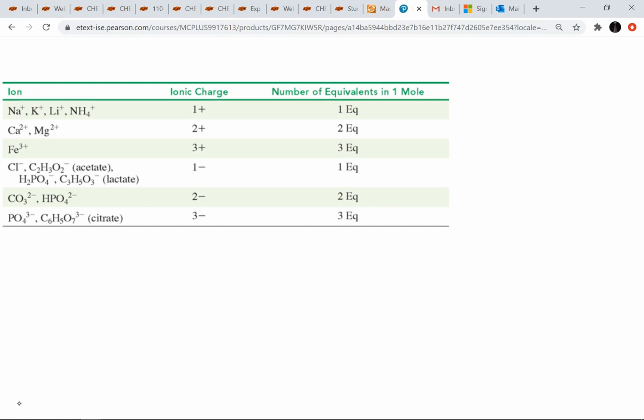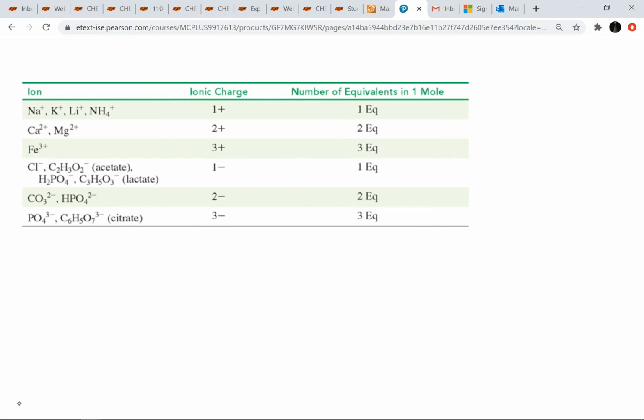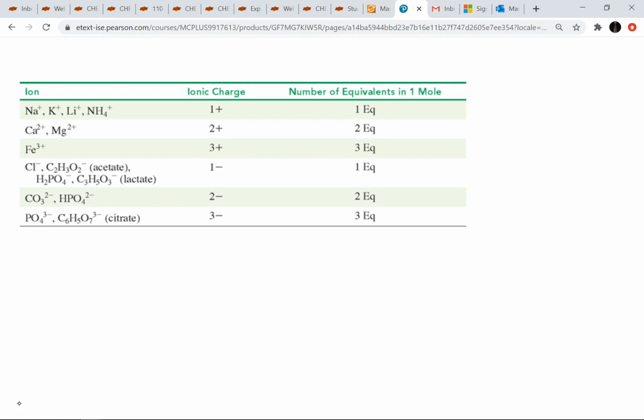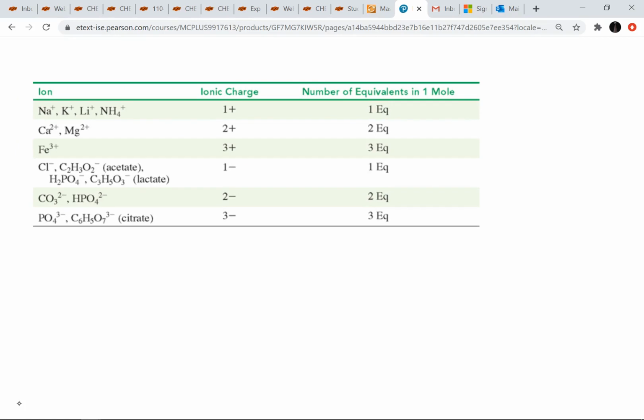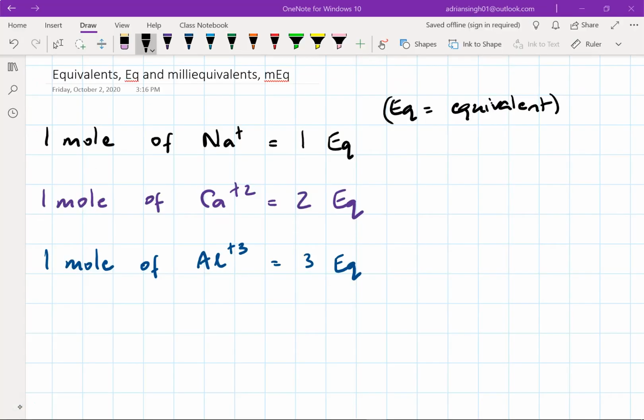If you have something like sodium with a 1 plus charge, it will only have 1 equivalent. Similarly, if you have something like carbonate with a 2 minus charge, then there are actually 2 equivalents of negative charge in it, right? So the magnitude of the charge tells you how many equivalents you have for that 1 mole of that particular ion. So this equivalent and milliequivalent that we'll see in a second is just another unit of concentration that's used quite frequently in healthcare settings, right?